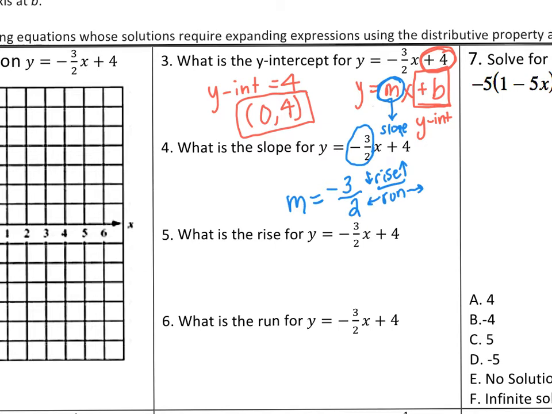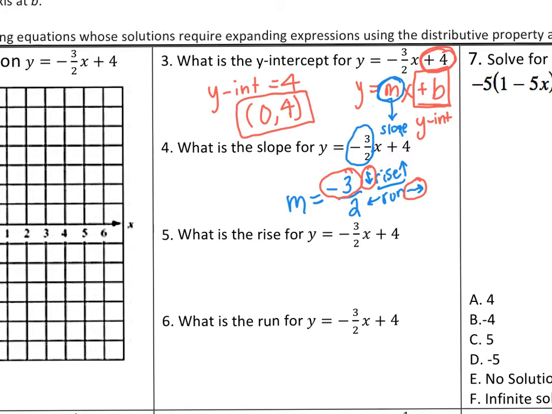Now, that negative can be on the 3 or the 2, but I will always put the negative on the number that's on top. So instead of going down 2 or running to the left 2, I'm going to go down 3. And what's the positive direction for 2 for running? To the right. So when you're doing the slope, you have to go down 3 units and to the right 2 units. That is the rise over run.